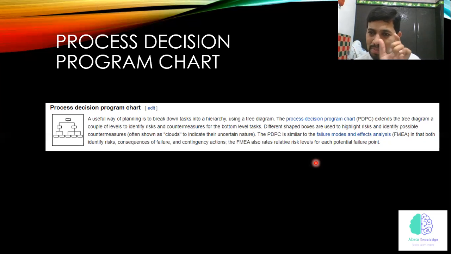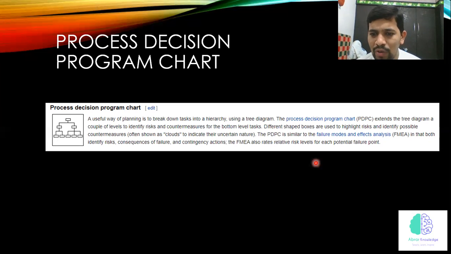So the tree diagram is specific to one, and all these combine in this one. The process decision program chart is also called PDPC. It is just an extension version of the tree diagram, with a couple of levels to identify risks and countermeasures for the bottom level task. Different shaped boxes are used, like typically in MS Visio, you have a different box for storage like this, a decision like this. All these can be used.